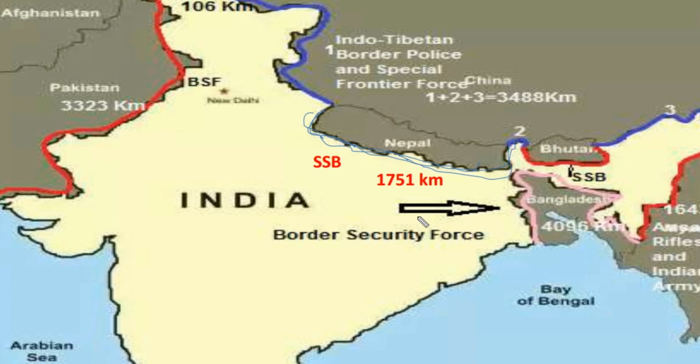First of all, I want to tell you about the border between India and Nepal. See, this is starting from Uttarakhand and ending at Sikkim. Very porous border, open border. We can transmigrate between India and Nepal without passport and visa. 1751 km is its length, and our security force which looks after this border is Sashastra Seema Bal, SSB.